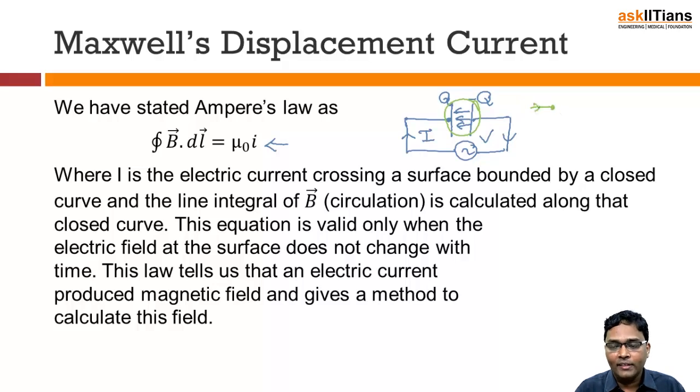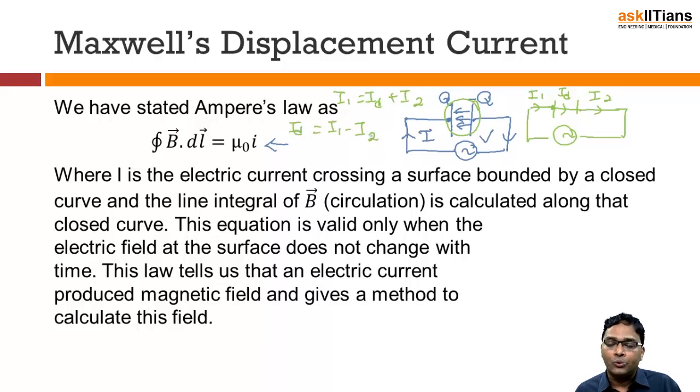that let's say at this point some amount of current I1 is entering, right? Between the two plates of the capacitor, you have something known as a displacement current, and then you have the remaining amount of current, let's say I2, which is going out. So from the consistency, what we say, I1 is equal to ID plus I2, or ID is equal to the difference of currents I1 minus I2.